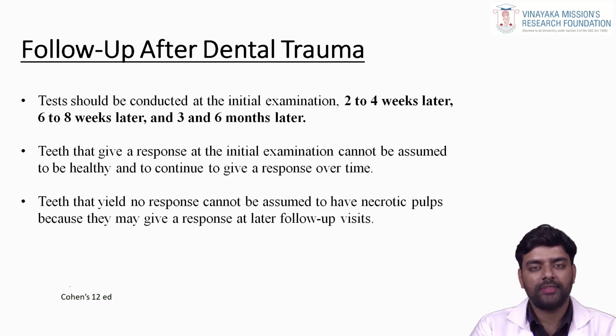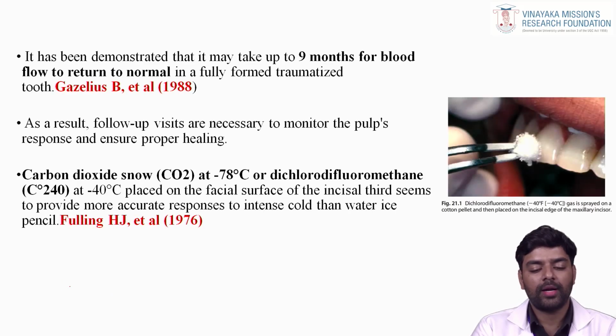Then follow-up after dental trauma. Follow-up is very important: the initial examination, then 2 to 4 weeks later, then 6 to 8 weeks later, and 3 to 6 months later. Teeth that give a response at the initial examination cannot be assumed to be healthy and to continue to give a response over time. Teeth that yield no response cannot be assumed to have a necrotic pulp, because they may give a response at a later follow-up visit. It has been recommended that it may take up to 9 months for blood flow to return to normal in a fully formed traumatized tooth. As a result, follow-up visits are necessary to monitor the pulp response and ensure proper healing.